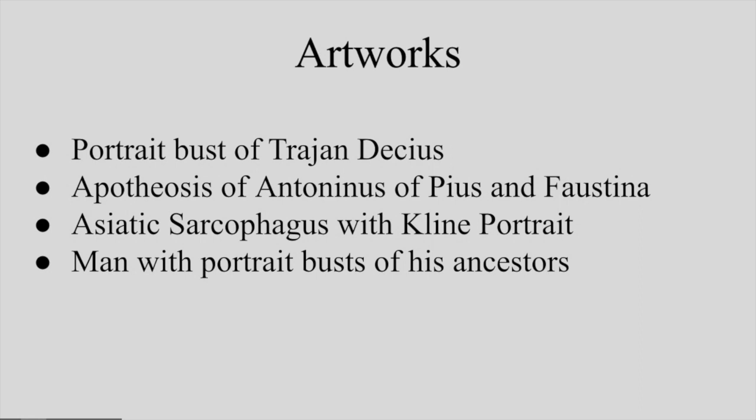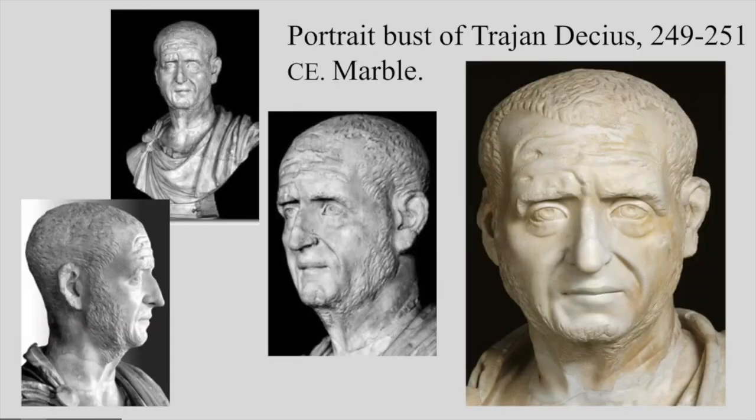Okay, so now let's take a look at the context, content, form, and function of each of these sculptures. So this is the portrait bust of Trajan Decius, 249 to 251 CE, made out of marble, or as we like to call him, Sad Man.